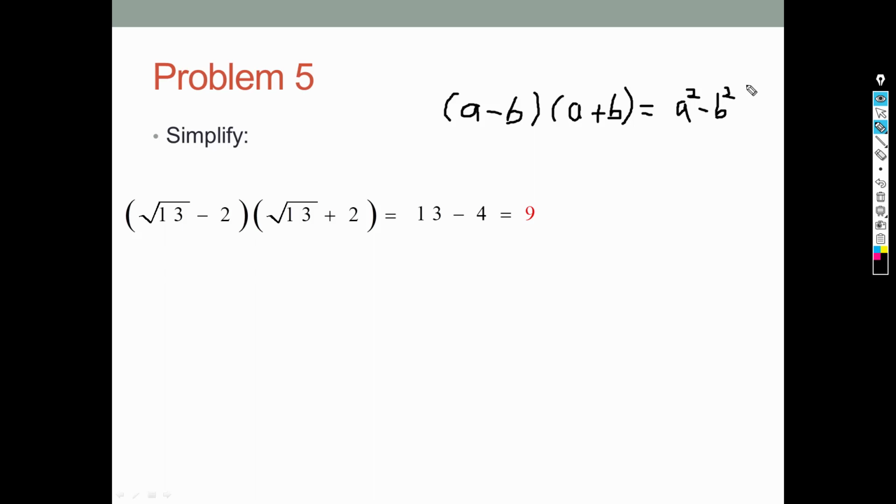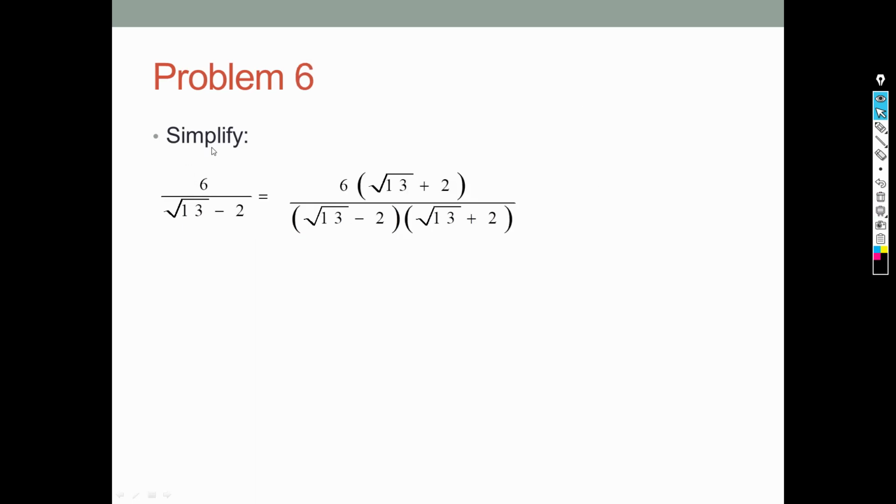And that works out nicely here because we're dealing with radicals. So when I square radical 13, it gives me 13. When I square 2, it gives me 4. And it's a minus, and 13 minus 4 gives me 9. That's how we get the answer to that.